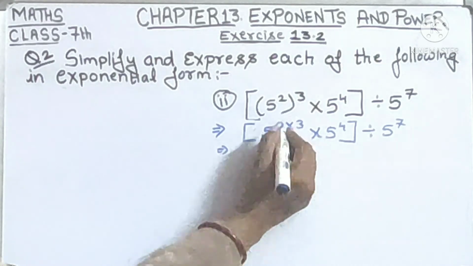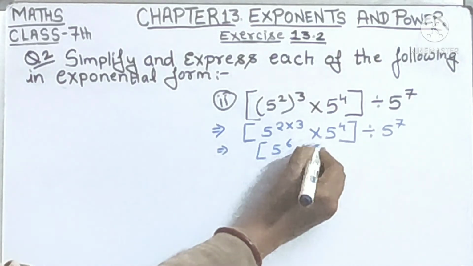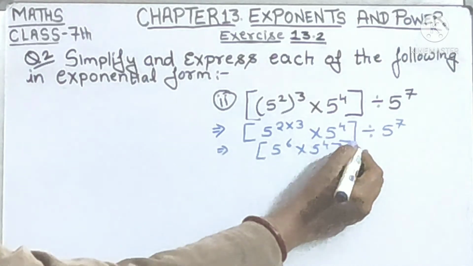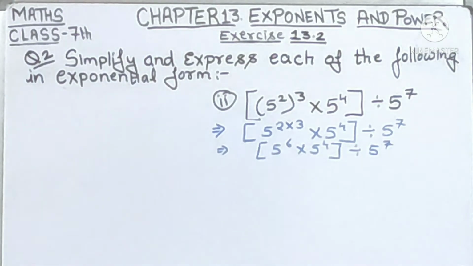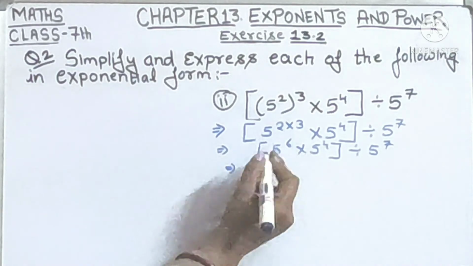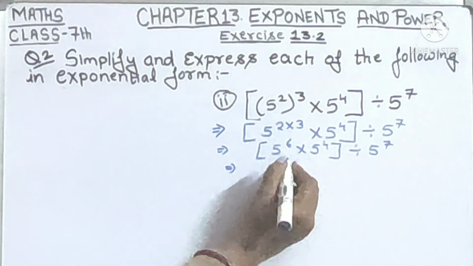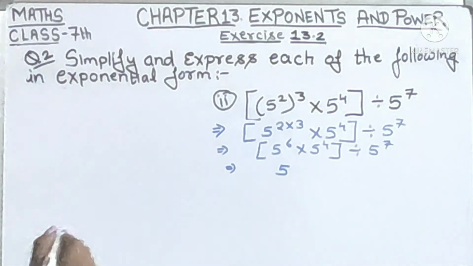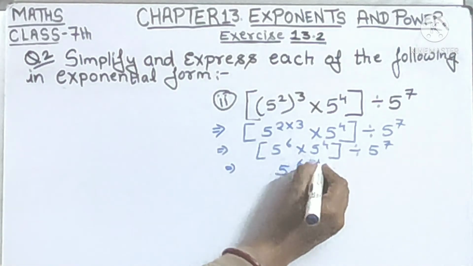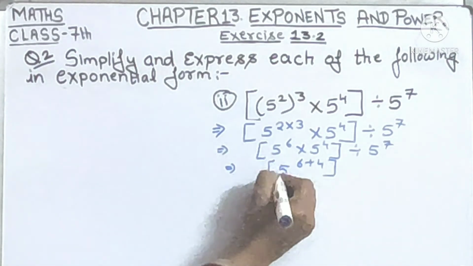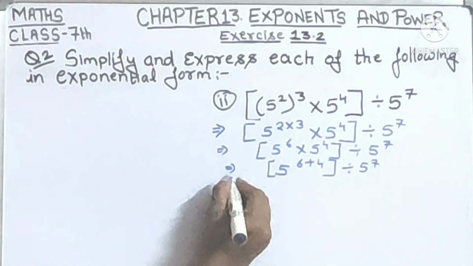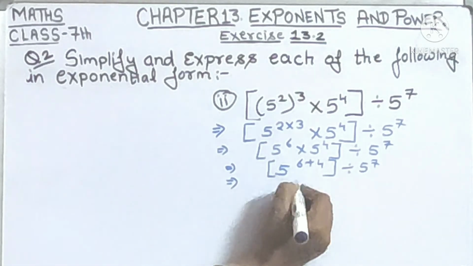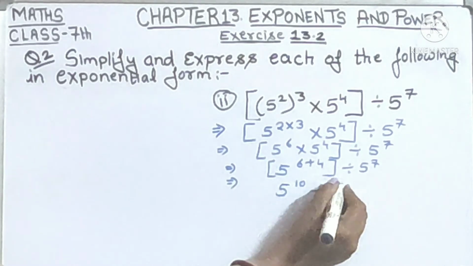Now 5^2 × 5^4 (bracket close) divided by 5^7. Now these bases are the same, take it common, and in between a multiply sign is given, meaning the powers will be added. (5^(6+4)) divided by 5^7. Now 6 plus 4 will be 10, divided by 5^7.